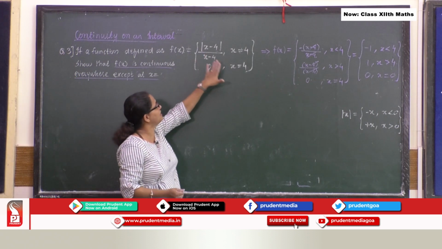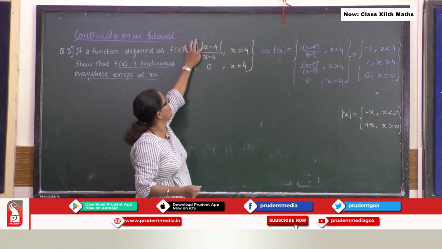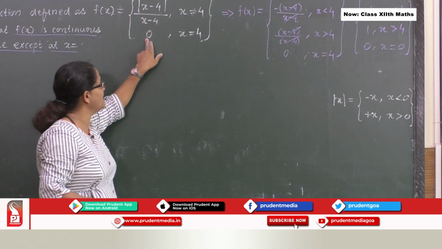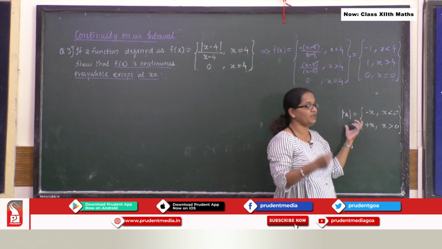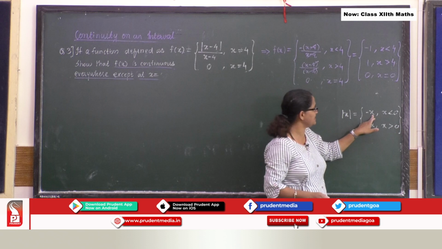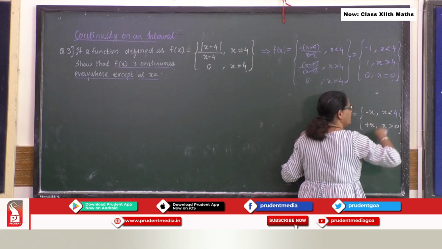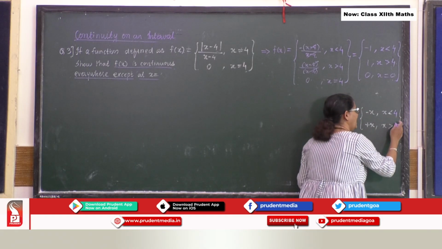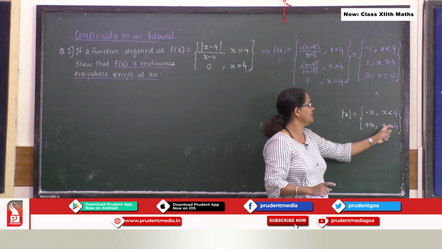Here we come up with another condition which includes mod. So you can see the function is equal to mod of x minus 4 upon x minus 4, where x is not equal to 4, and 0 when x equals 4. If you remember, we previously discussed the mod function. When you get mod of x, it is minus x when x is less than 0, and plus x for all x values greater than 0. So we modify our modulus function and get it in this form.